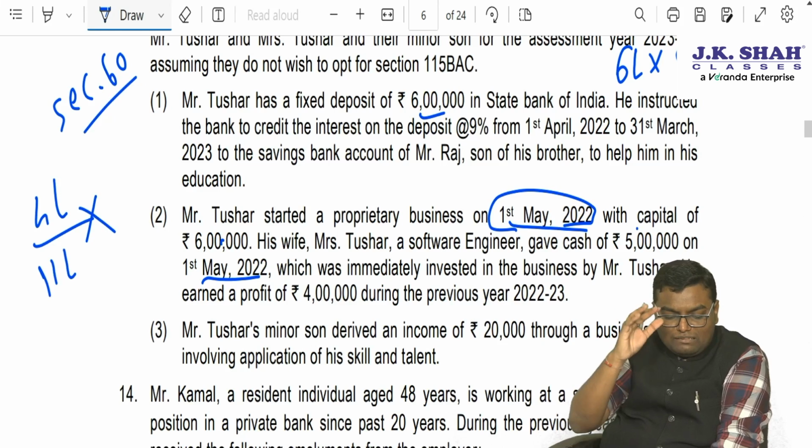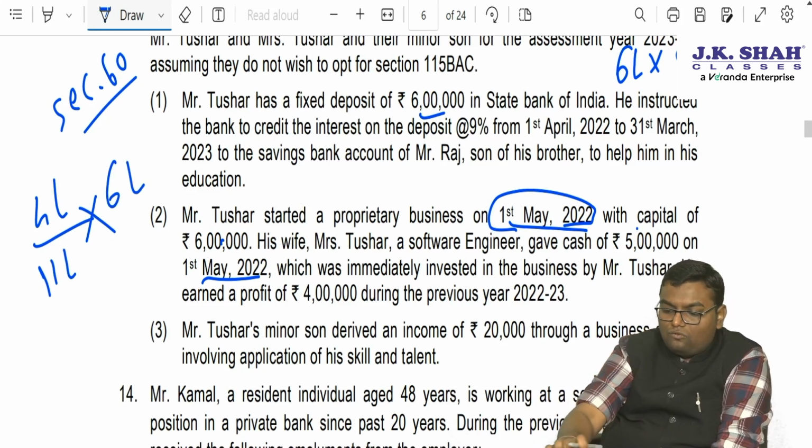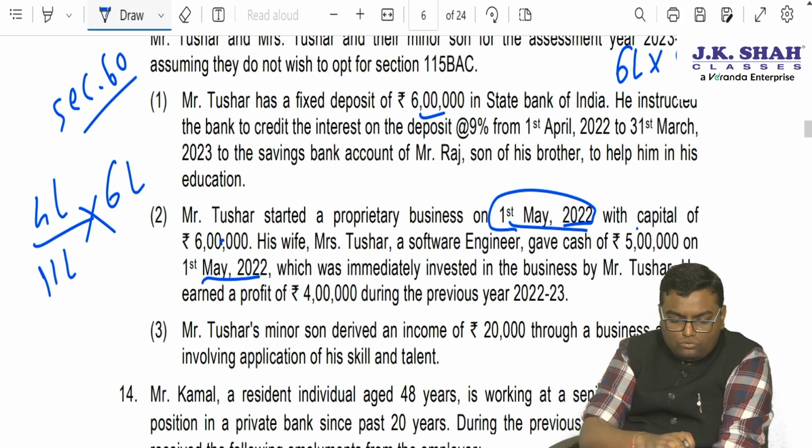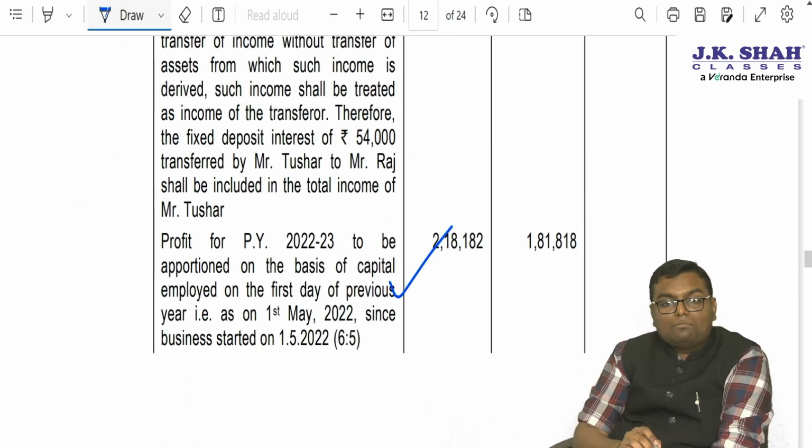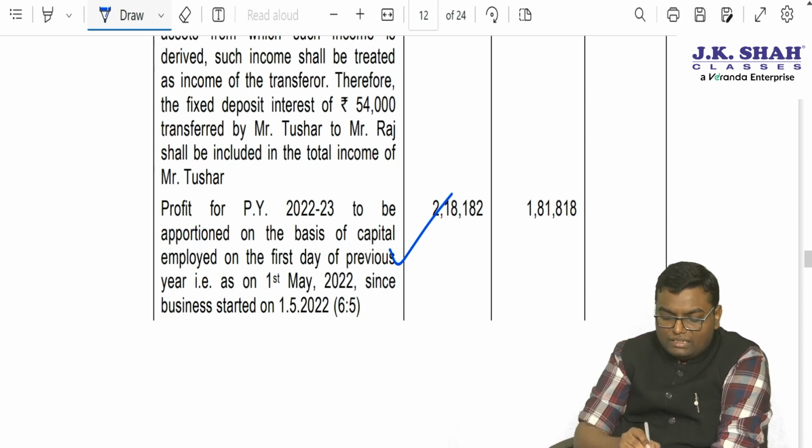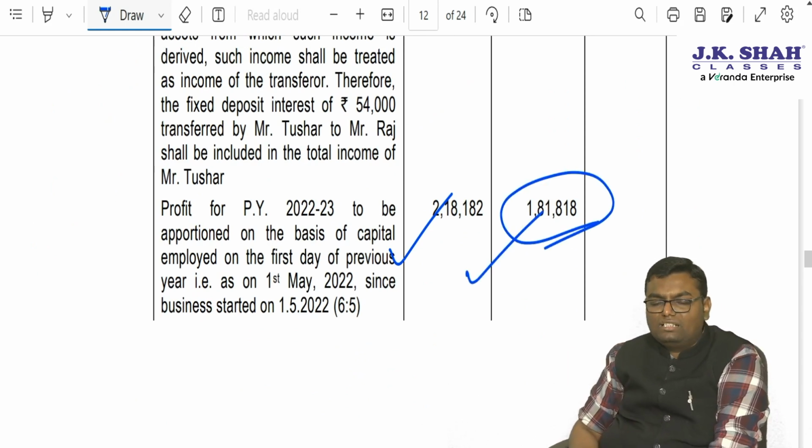What is the capital of Mr. Tushar? 6 lakh. So what profit will be taxable to Mr. Tushar? That will be something like 218,182, and the balance profit proportionately will be clubbed in the hands of Mrs. Tushar, 181,828.